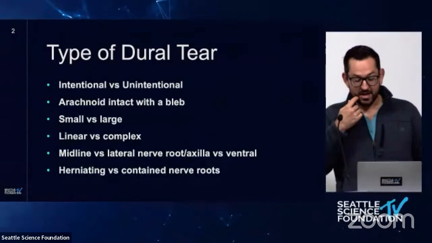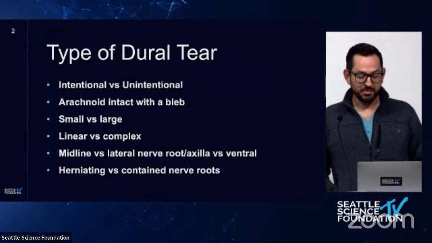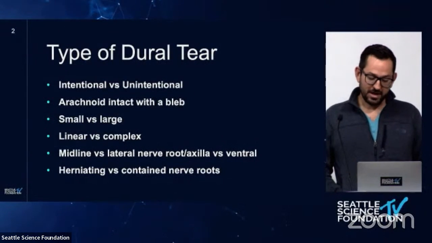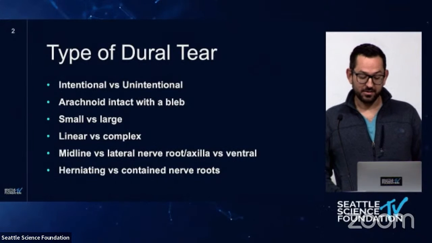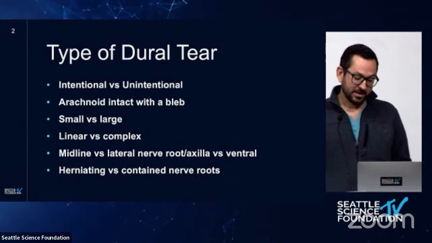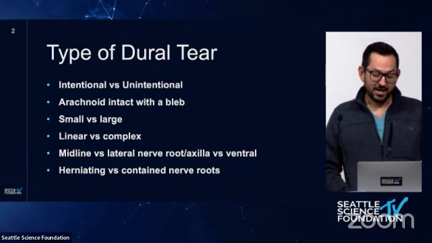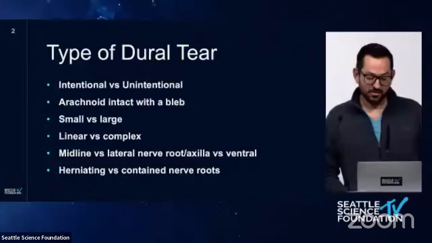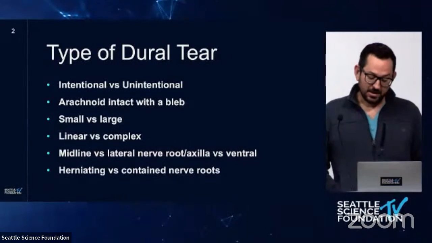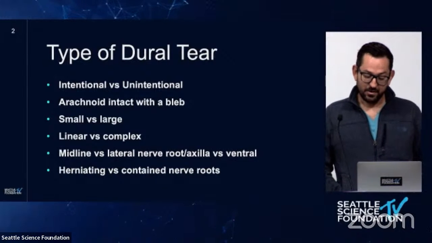You can have arachnoid, which is intact, with just a little bleb poking out through a small dural tear. Or you can have a frank CSF leak. They can be small, they can become large, they can be linear, they can be jagged, complex, spiderweb-like. They can be midline or lateral over the nerve root, axilla, and then some can be ventral. And all those have to be attacked very, very differently.